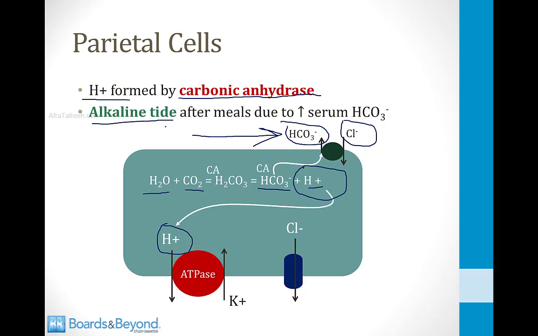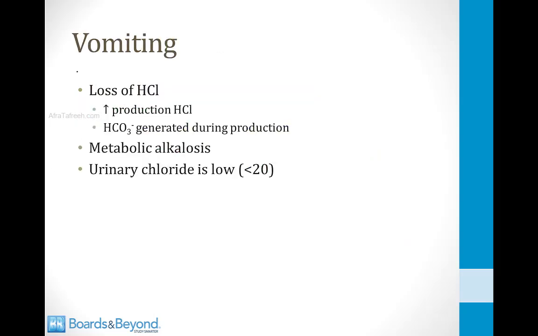If you measure the bicarbonate concentration in someone who's just eaten a large meal, you will see that it rises slightly, and the reason it rises is because of this mechanism going on inside of parietal cells to create the alkaline tide. There is a tie-in with renal physiology that has to do with the parietal cells, and that occurs in the setting of vomiting. When patients vomit, they lose the hydrochloric acid that is present in their stomach contents. As a result, the parietal cells increase the production of hydrochloric acid, and in doing so, they generate bicarb via the mechanism I just showed you.